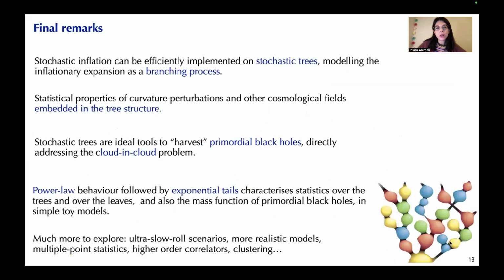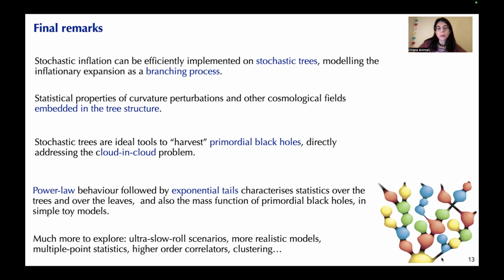So let me just move to some final remarks. Stochastic inflation can be efficiently implemented on stochastic trees if we model the inflationary expansion as a branching process, and we have seen that statistical properties of curvature perturbations and other cosmological fields are embedded in the tree structures. Stochastic trees are also ideal tools to harvest primordial black holes. They also directly address the cloud-in-cloud problem. And in general, we have seen that power law behavior followed by exponential tails characterizes statistics over the trees and over the leaves, and also the mass function of primordial black holes in simple toy models.